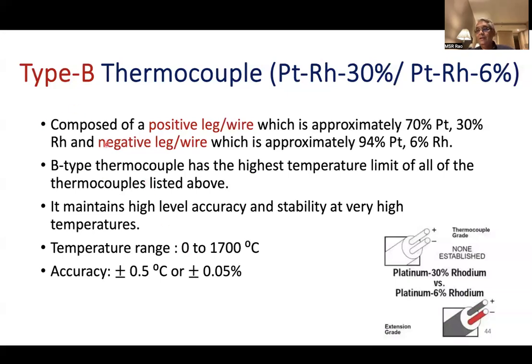Then we have the type B thermocouple. This is platinum rhodium and platinum rhodium. These are different compositions. So the positive wire is approximately 70% platinum and 30% rhodium, and the negative wire is approximately 94% platinum and 6% rhodium. Now, the B-type thermocouple has the highest temperature limit. It can measure up to 1700 degrees centigrade.